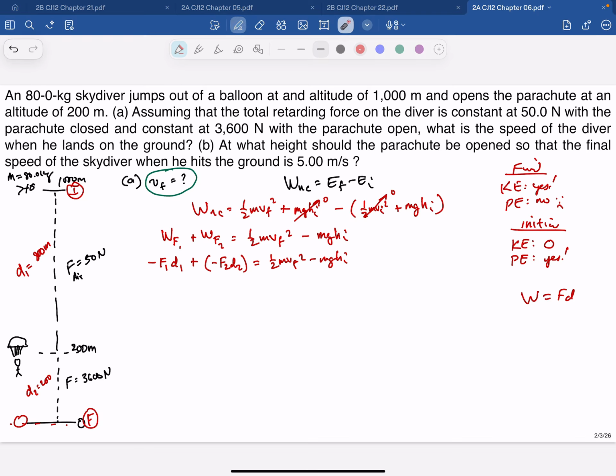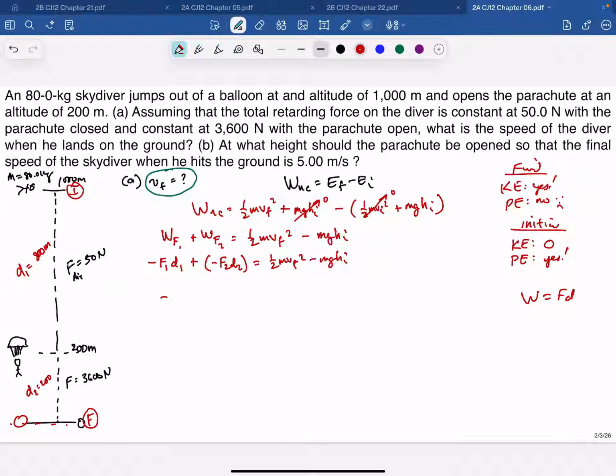Let's do a check. Do we know what F1 is? 50. Do we know what D1 is? 800. Do we know what F2 is? 3,600. D2? Yes. 1/2? Yes. Mass? Yes. V final? No. Oh, this is our unknown, right? Do we know this mass? Yes. Do we know what planet we're on? Yes. Do we know how high it started? Yes. So there's only one unknown in this entire thing, isn't there? Yes. So let's solve for it.